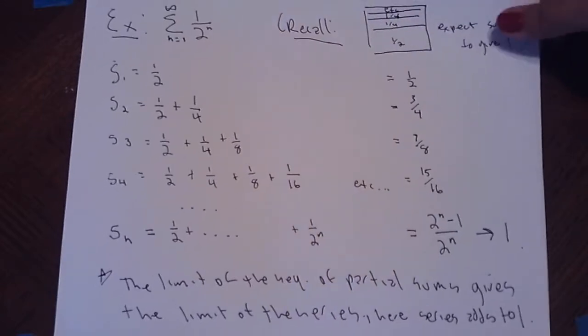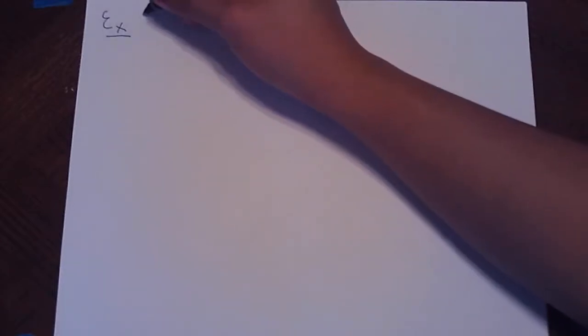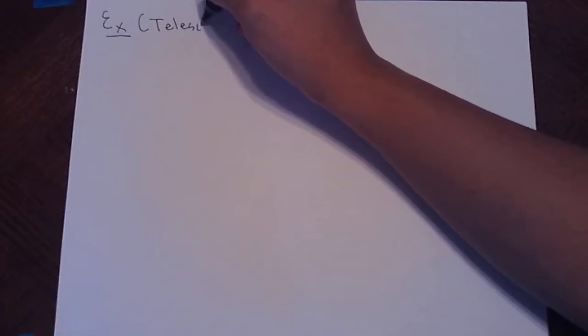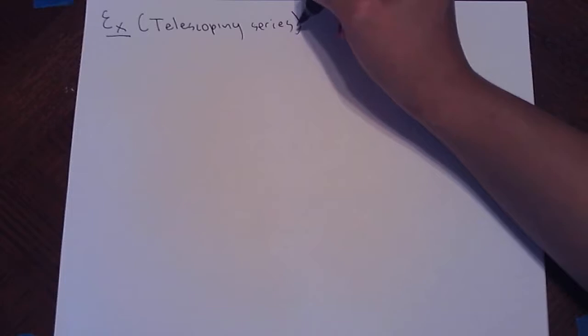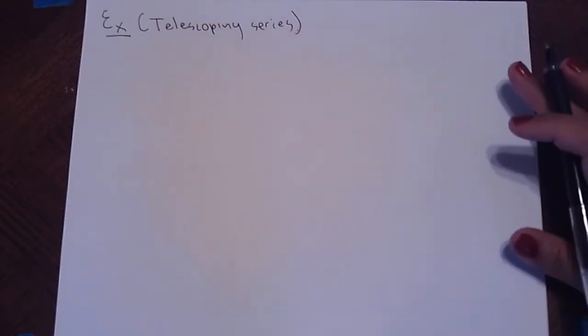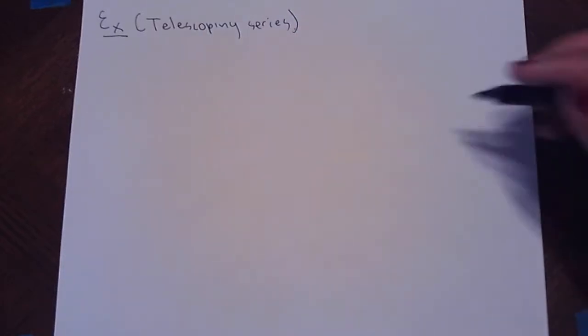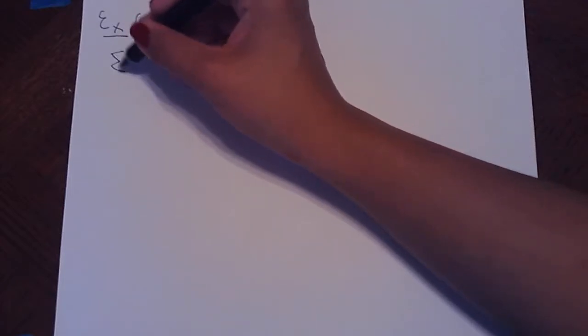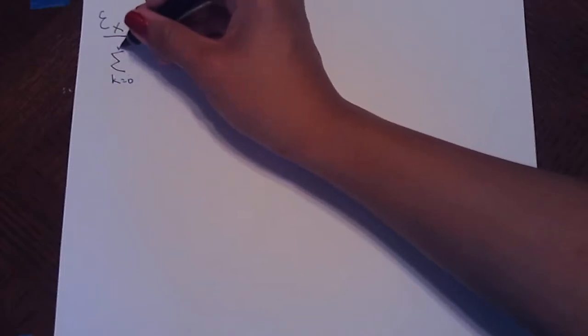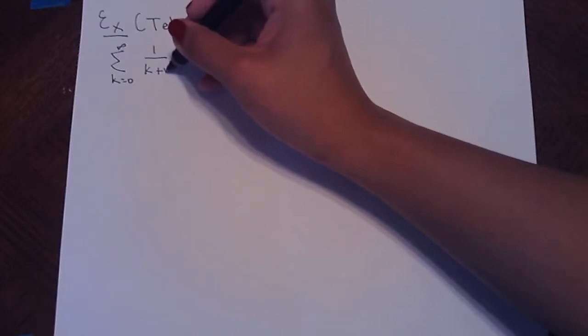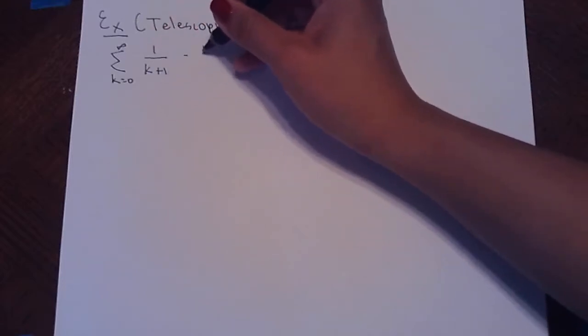Let's see if we can take a look at a different kind of example. This is a special kind of example called a telescoping series. Okay, and you'll see a couple of these. We'll talk about why they call it telescoping. Suppose I look at a series where I am summing up terms from 0 to infinity, and my formula is 1 over k plus 1 minus 1 over k plus 2.